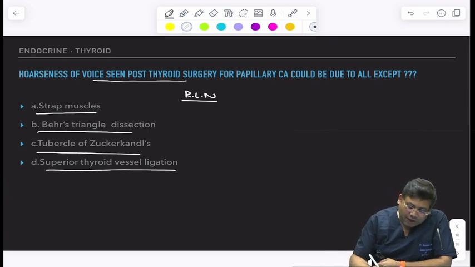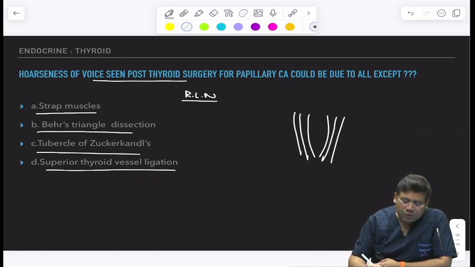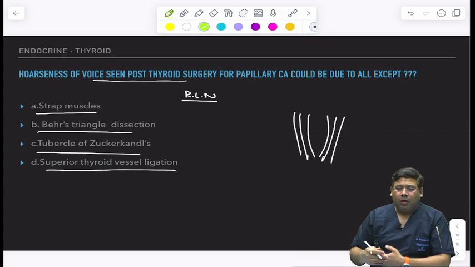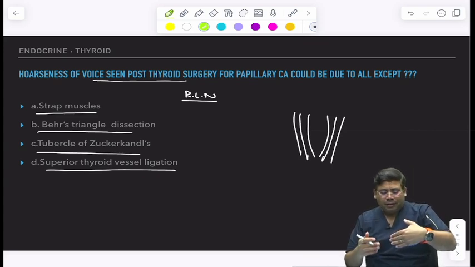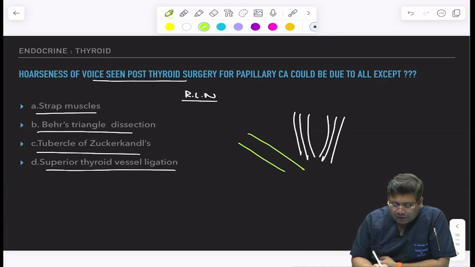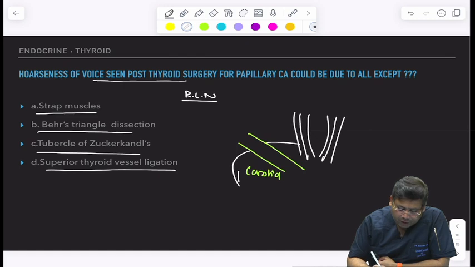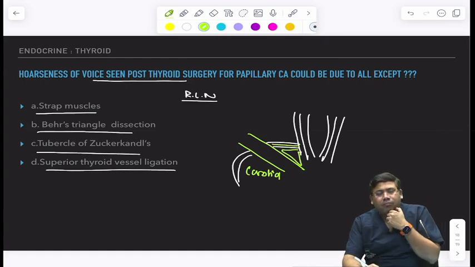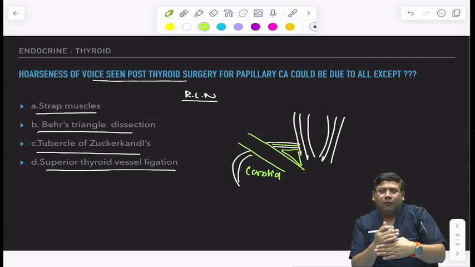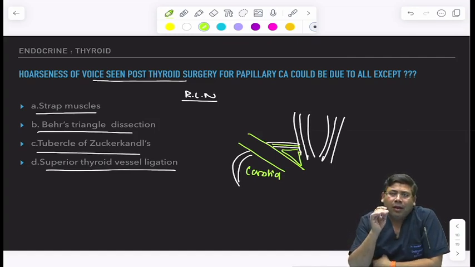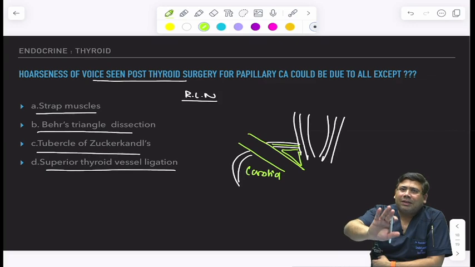Now when we talk about the strap muscles, they are an important landmark, and at the point where they are entering, there is the cricothyroid. There are a lot of triangles. So this is the carotid, and this is the inferior thyroid pedicle which is running. The classical recurrent laryngeal nerve, along with the inferior thyroid pedicle, forms a lot of triangular relations. One of them is Bier's triangle. We have a lot of triangles. If you go through my lectures, I have discussed around 7-8 triangles.